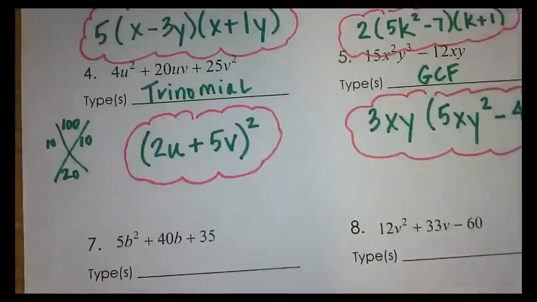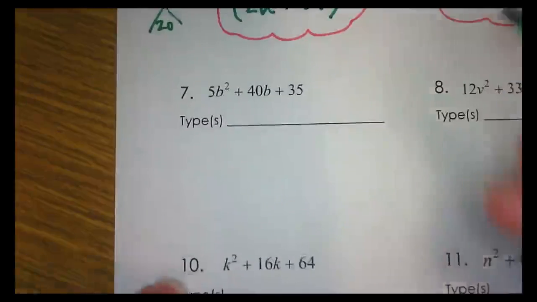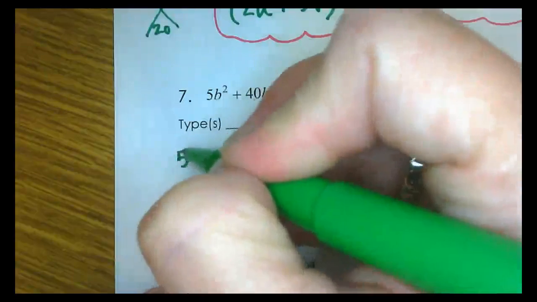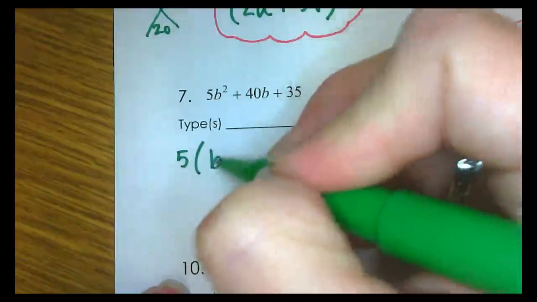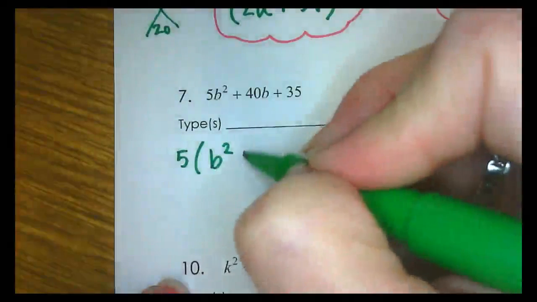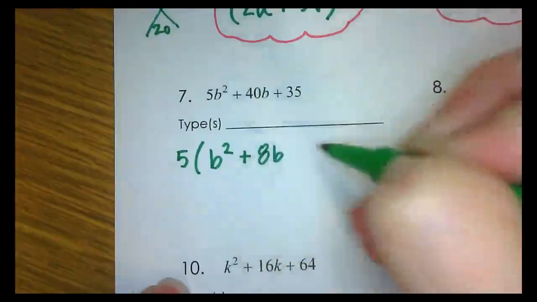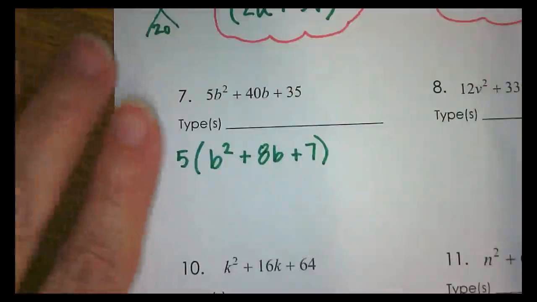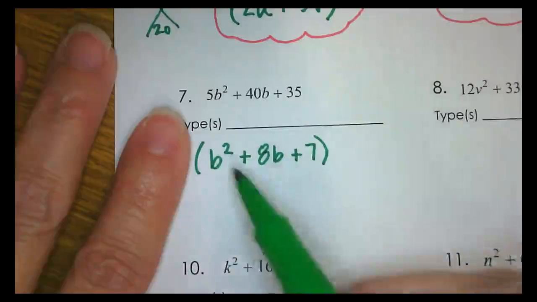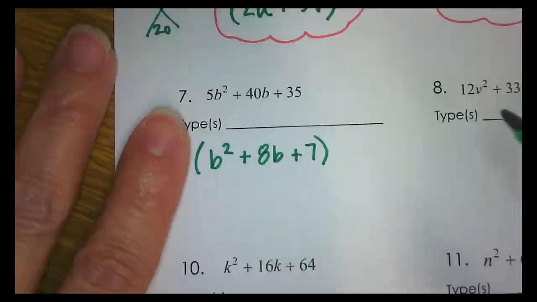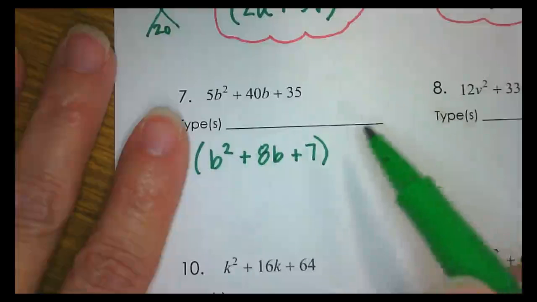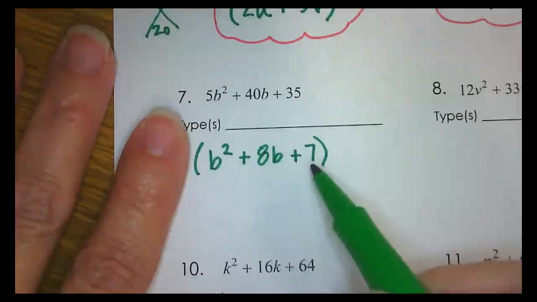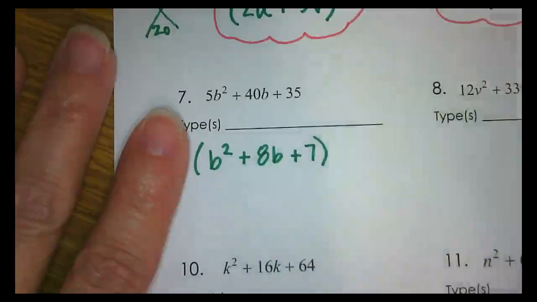All right, number 7. First thing I'm going to look for is a GCF. And all of these can be divided by 5. So I take out a 5. That leaves b squared plus 8b plus 7. So I'm going to ignore this for just a second. This is a trinomial. So are there numbers that multiply to be 7 that add up to 8?